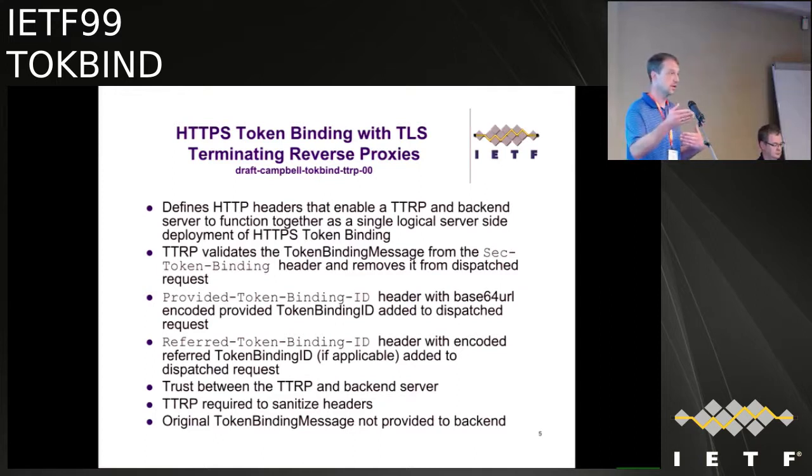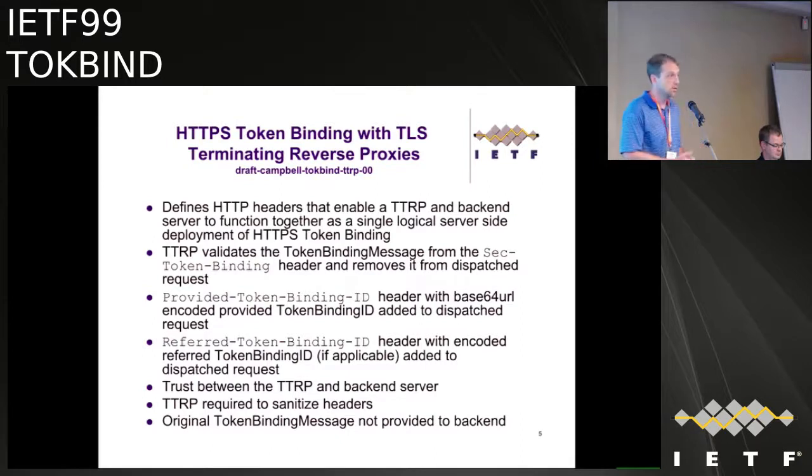What I think the argument is that's too passive, and that something active, specifically around these headers, should be employed to make sure that the TTRP doesn't inadvertently let through this header and sort of trick the whole system into receiving a provided token binding ID.